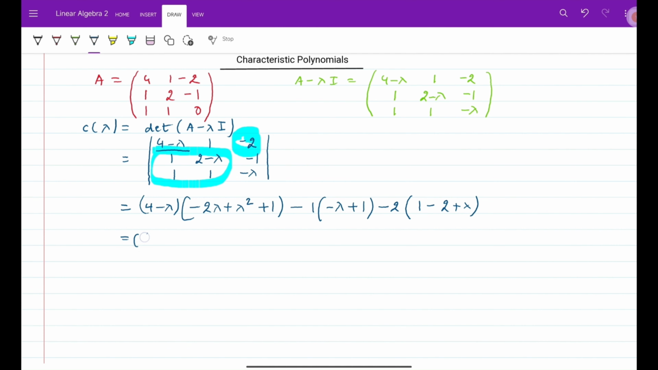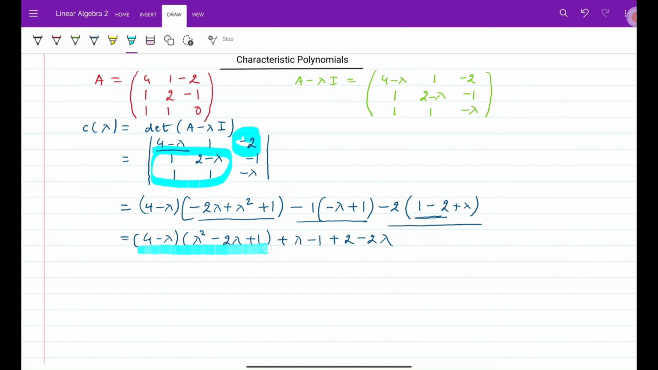Let's simplify. So this is 4 minus lambda. Rewriting this in order, we get lambda square minus 2 lambda plus 1. Simplifying this, we get plus lambda minus 1. 1 minus 2 is minus 1. And we will simplify this, so we get plus 2 minus 2 lambda. Let's work on this. So we are getting 4 lambda square minus 8 lambda plus 4. Then multiplying negative lambda, we get minus lambda cube plus 2 lambda square minus lambda. Over here we have lambda minus 2 lambda, that's minus lambda, and minus 1 plus 2, that's plus 1.